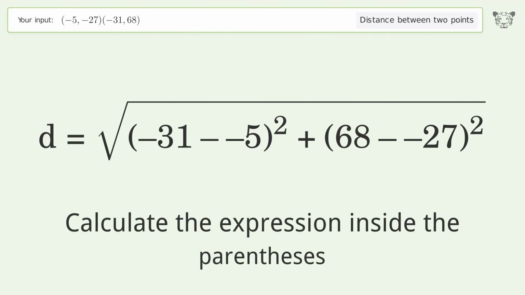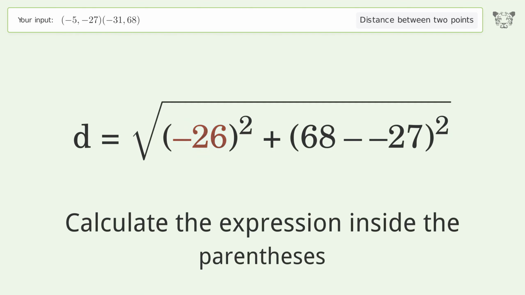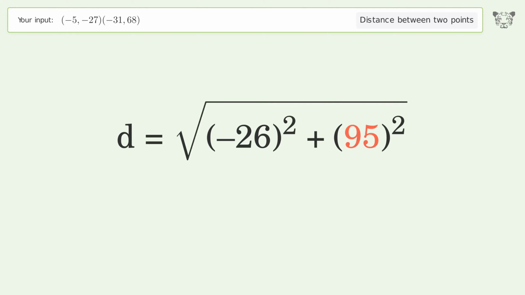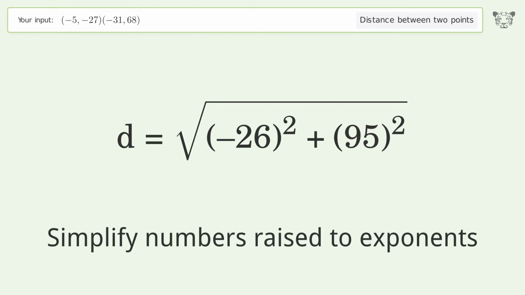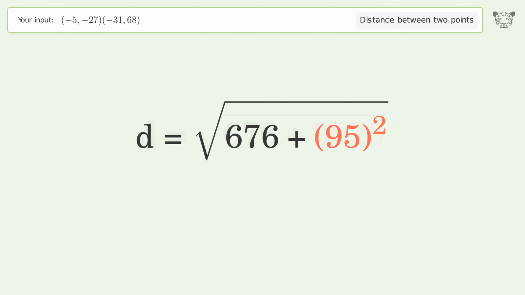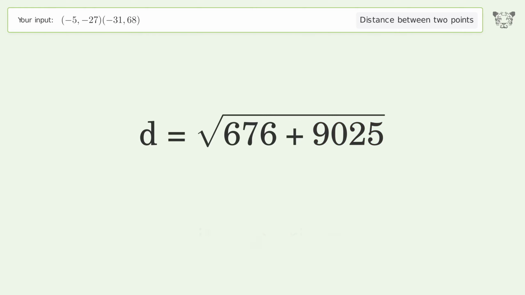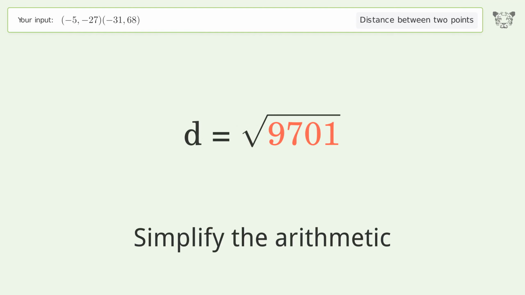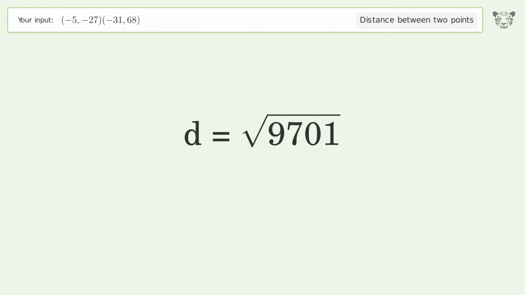Calculate the expression inside the parentheses. Simplify numbers raised to exponents. Simplify the arithmetic. And so the distance between the 2 points is the square root of 9701, or 98.494.